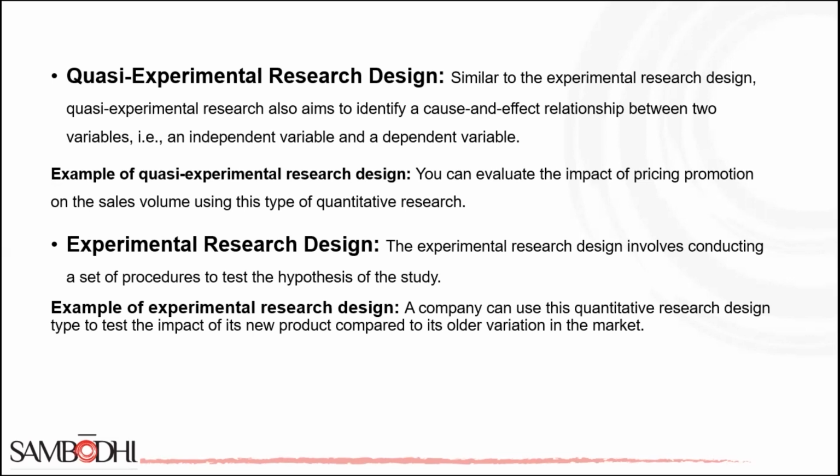Example, a company can use this quantitative research design type to test the impact of its new product compared to its older variation in the market. So the company can experiment by randomly assigning the older variation to a control group and the new product variation to the experimental group. Then among them, they can use a survey to gather respondents' feedback and later assess the performance of both products and the audience's preferences. This will help you further and deeply understand what experiment worked.